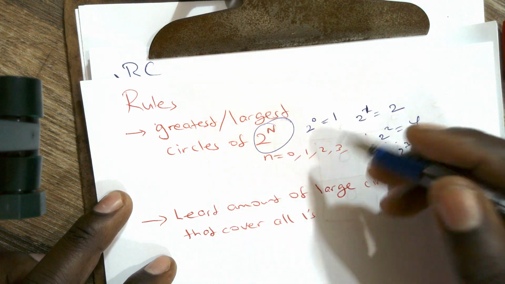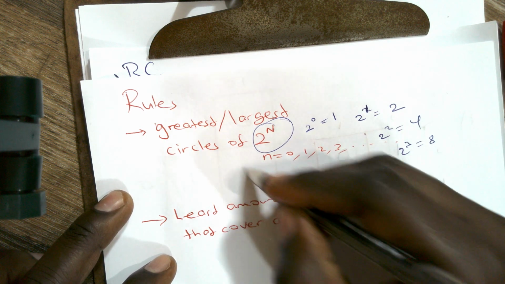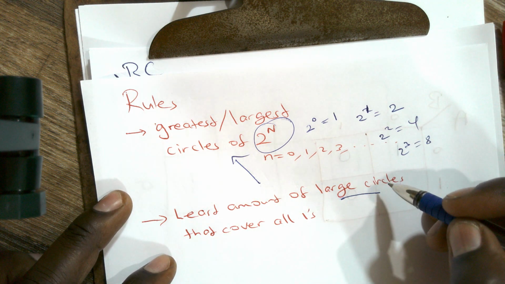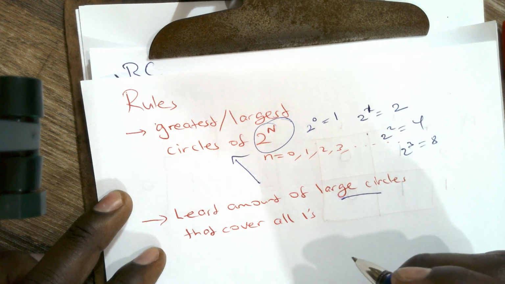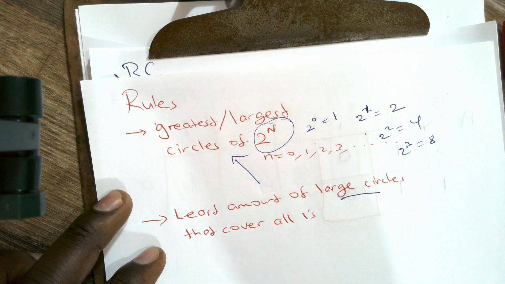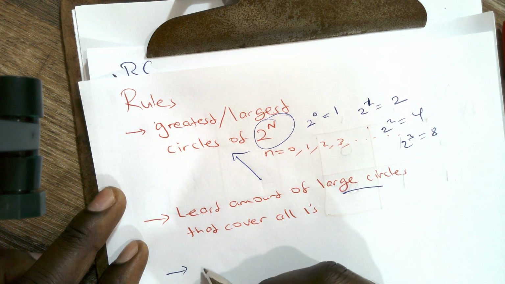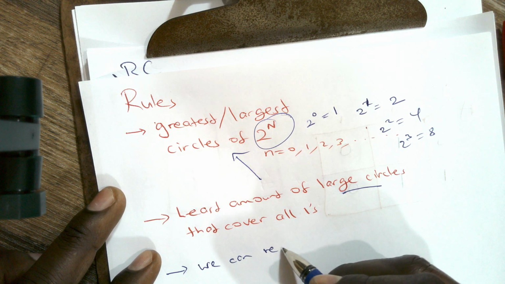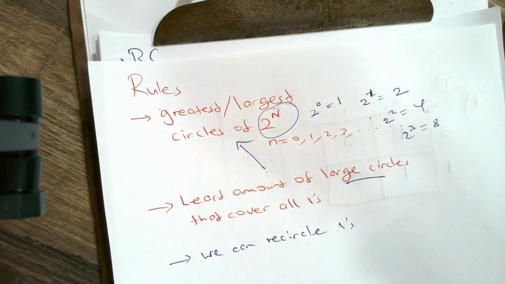The second rule is we have to find the least amount of large circles, based on the first rule, that covers all the ones. All the ones have to be covered, but we have to find the least amount of large circles that could do that. And another thing is, it does not matter, we can recircle ones that have already been included in a circle.